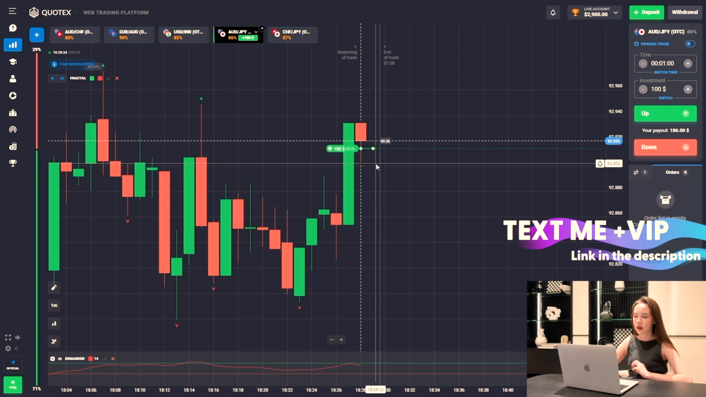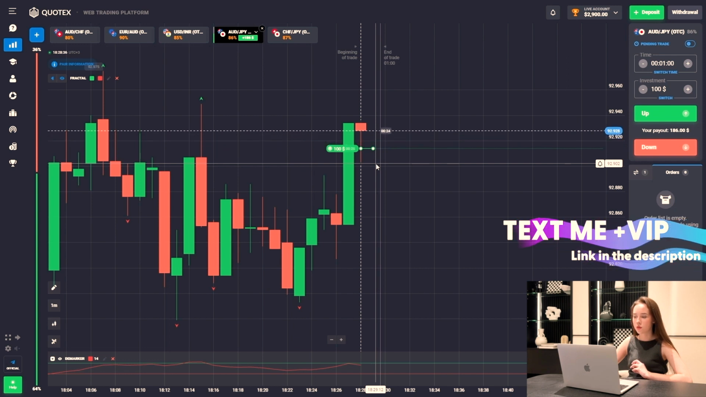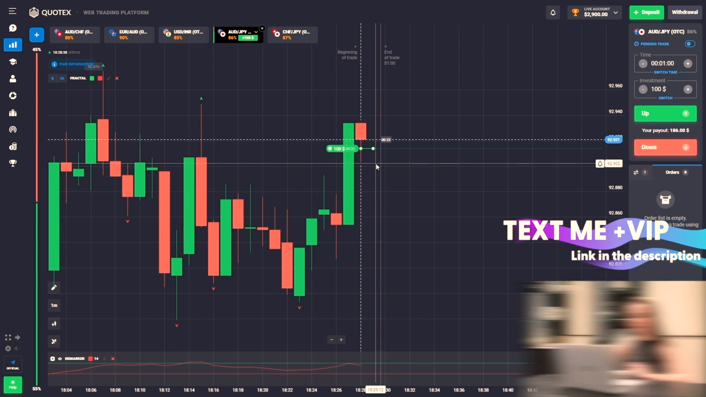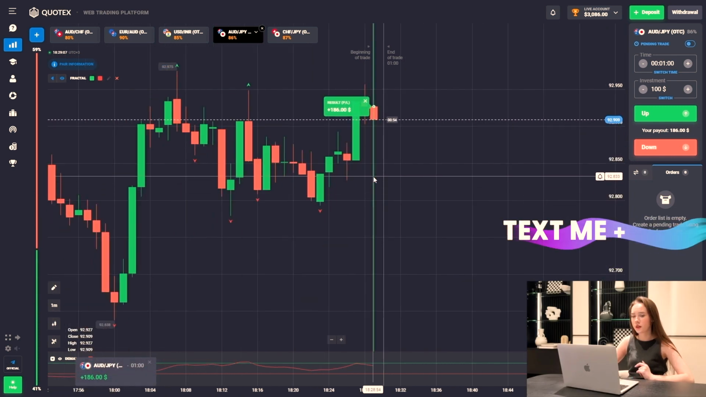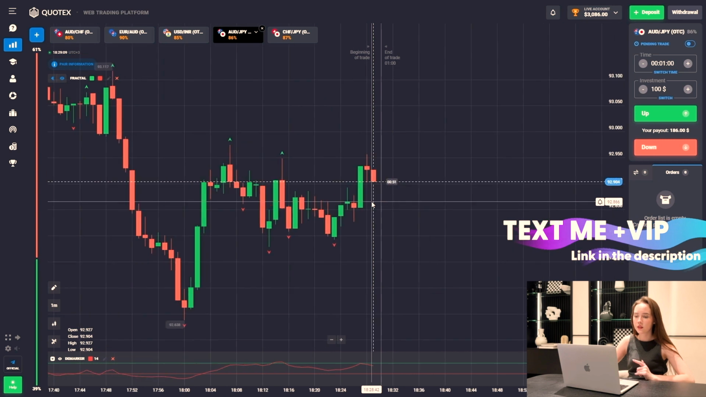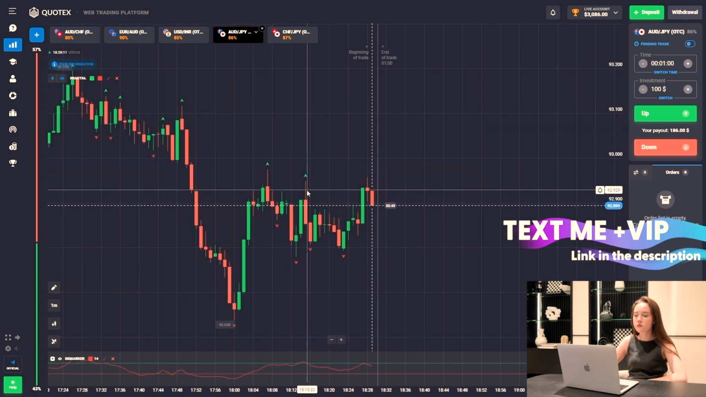There is a little time left and now we can observe the progress of the transaction. So trader, as I told you before, the transaction closed in plus and our chart began to move down and we got profit.